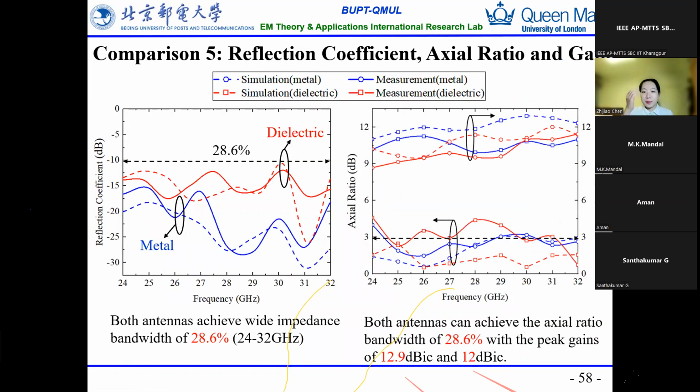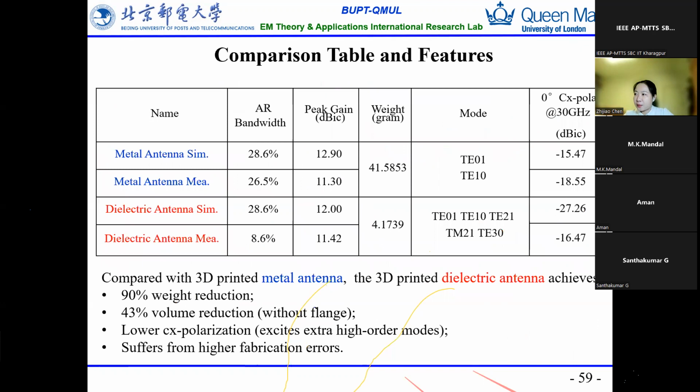However, with this measured oscillation result, we found that the dielectric antenna is not very stable. So they only match at these 2 points, and for the others, the axial ratio goes up, and so the axial ratio bandwidth narrowed down. This comes to the conclusion that the dielectric loaded antenna may have a smaller dimension and lighter weight than the metal antenna, but it suffers from higher fabrication errors, like here.